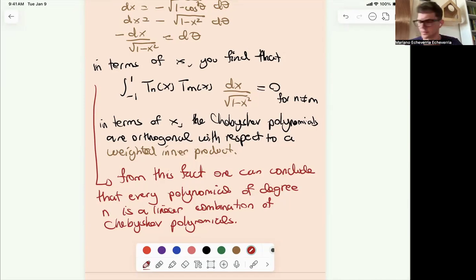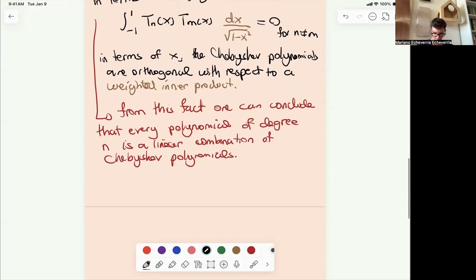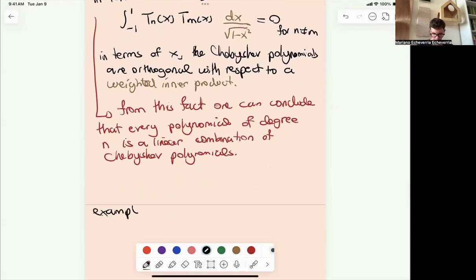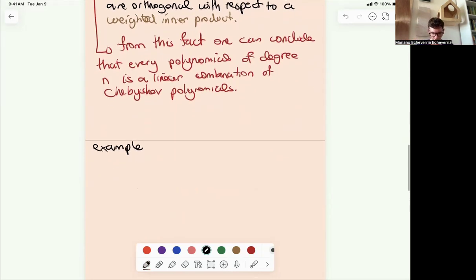Is that making sense? Any questions up to this point? So here's an example. Let's take a polynomial of degree 2 just to make it easier, like a parabola.